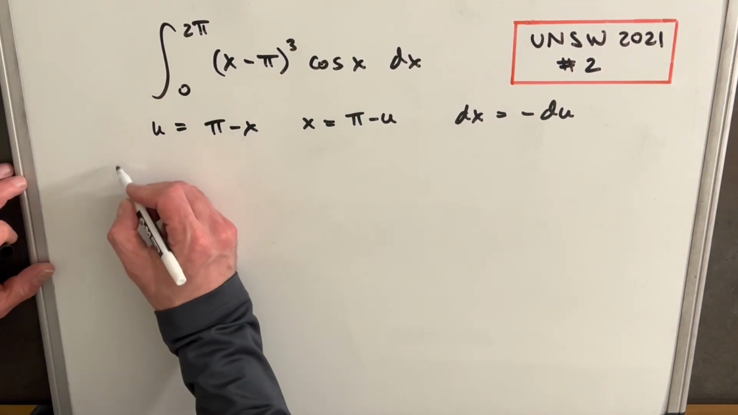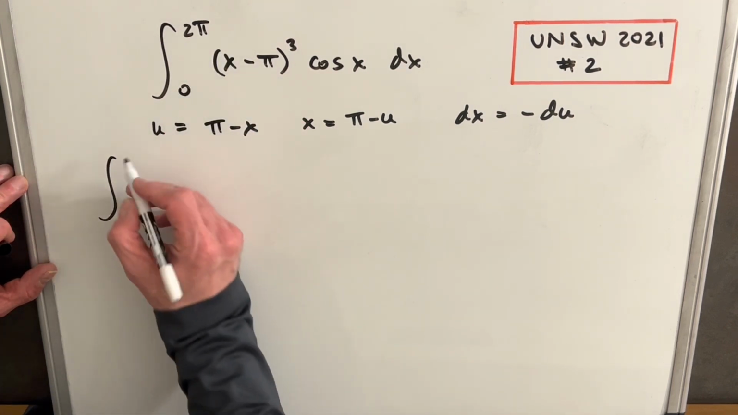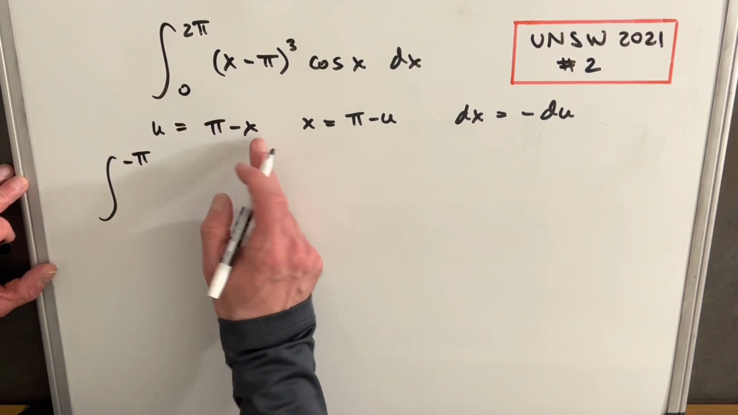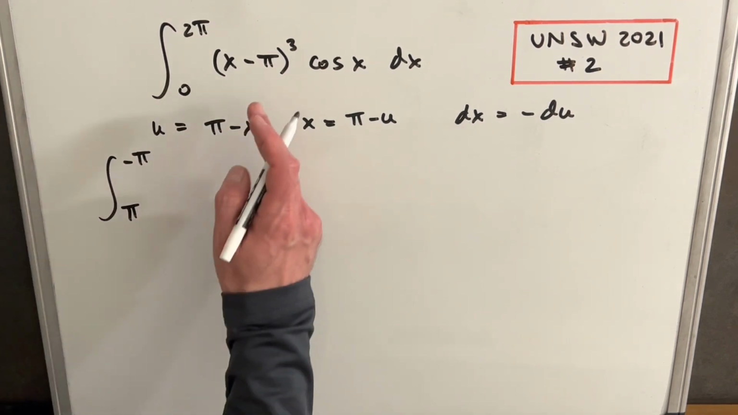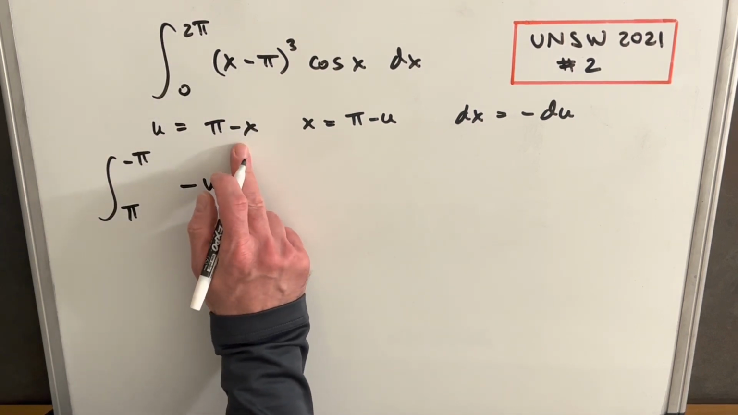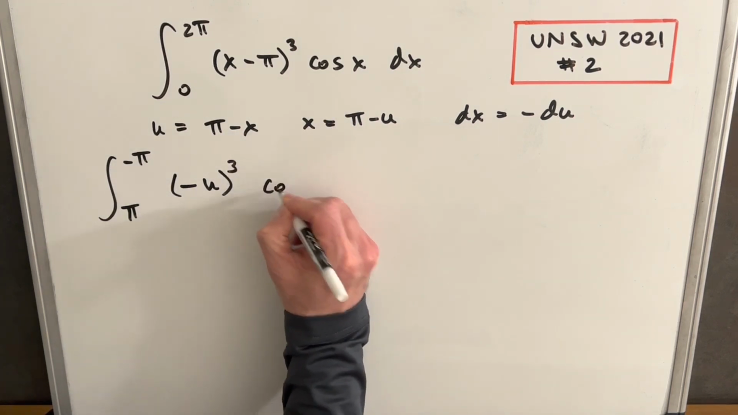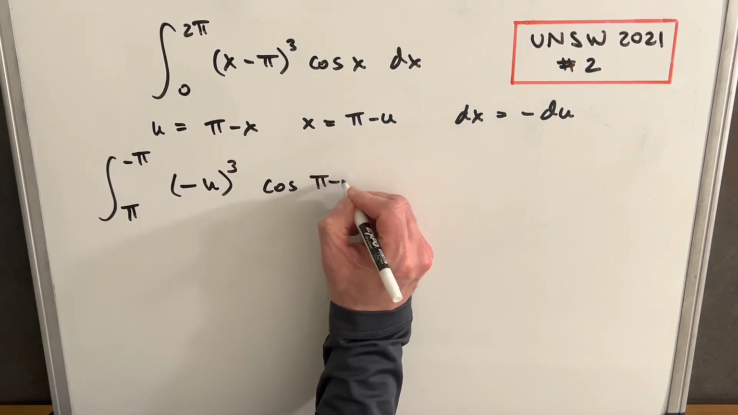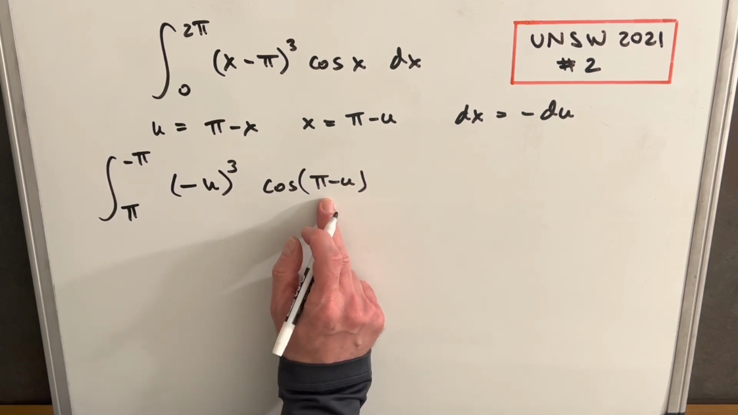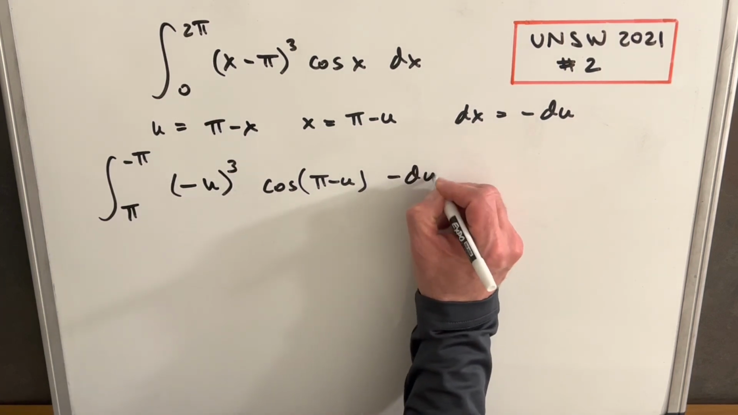So first we'll plug in 2 pi in here. So pi minus 2 pi is minus pi. We'll plug in a 0 in here. Pi minus 0, pi. Then here for x minus pi, we're going to have a minus u because we flipped the sign here, but that's cubed. Then for cosine x, we're going to have cosine of pi minus u. Like I mentioned earlier, that's going to be a supplementary angle formula, which we'll go over in a second. And then for our dx, we're going to have minus du.